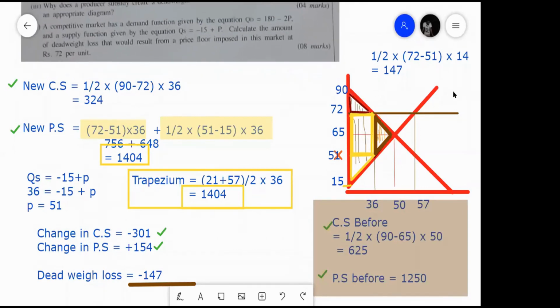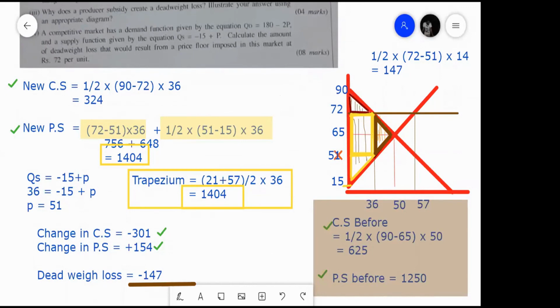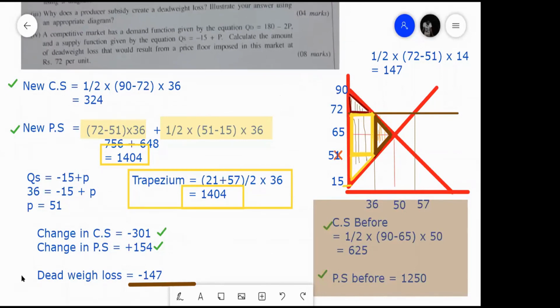I know this is a little bit of a tricky question, but it's a good question. I like this question. It's good to have a question like this than tax and subsidy every time. It's good to have a question like this and test a bit of the knowledge of the students.